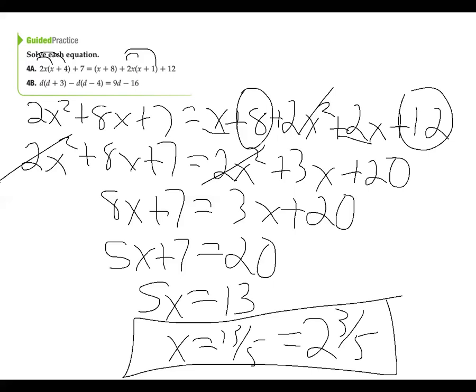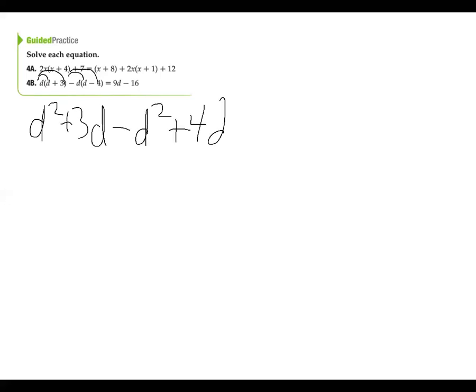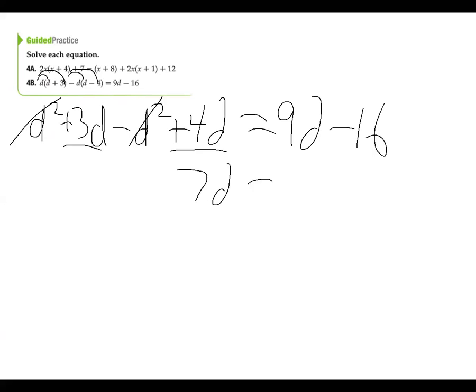All right, the next one. Clear that off first. Distribute the d. So I have d squared plus 3d. Distribute the negative d here, be minus d squared plus 4d equals 9d minus 16. Now on the left side, when I combine like terms, these d squareds cancel each other out, and then the 3d and 4d will give you 7d equals 9d minus 16.